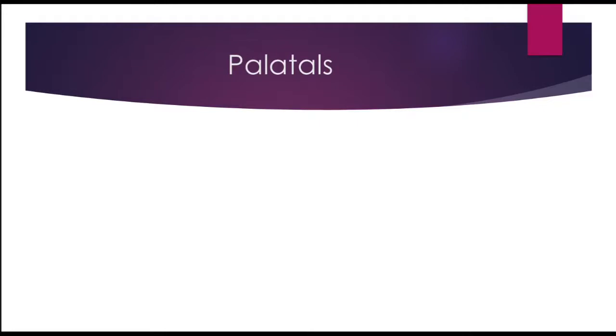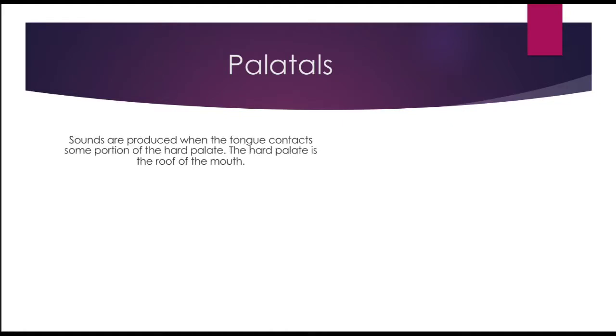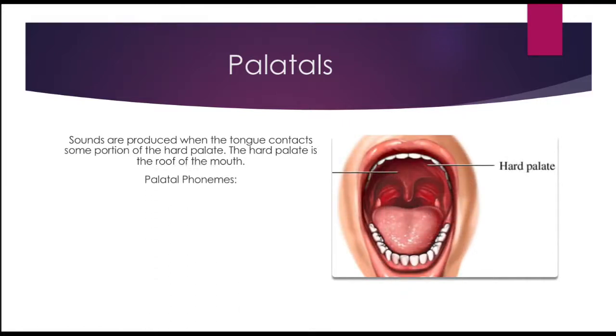Next we have the palatals. The palatals are going to be those sounds that are produced when the tongue contacts some portion of the hard palate. And your hard palate is when you stick your tongue up in the roof of your mouth, that rigid part, that's going to be your hard palate. So the palatal phonemes are going to be the sh as in she, the zh as in vision, the ch as in church, the j as in job, the y as in yellow, and the r as in right.